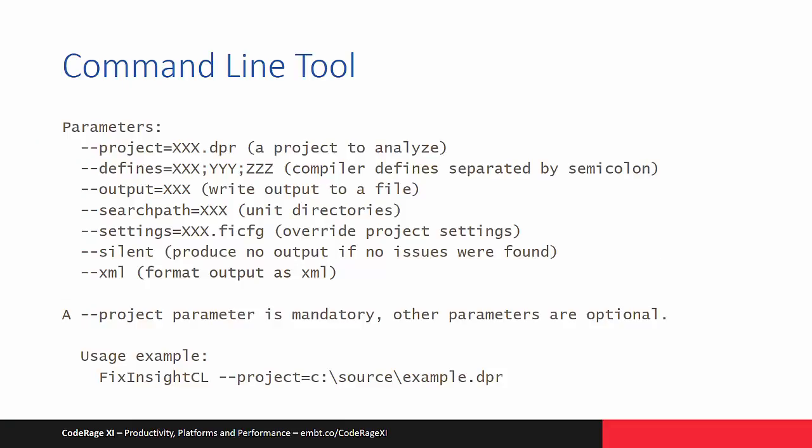FixInsight can also be run separately as a command line tool. This makes it easy to integrate it in any build process with your favorite continuous integration software like FinalBuilder. It can output its analysis results as plain text or XML.